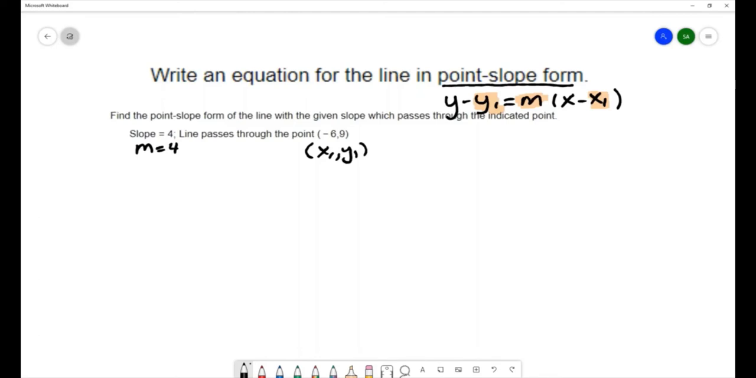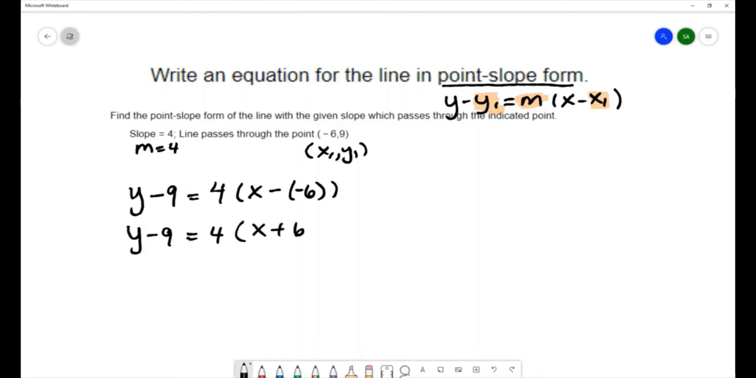So substituting these values in, we'll have y minus 9 equals 4 times x minus negative 6. I want to simplify this minus a negative to be a plus. And now we've written this equation in point-slope form. This is an equation of a line with slope 4 passing through the point negative 6, 9.